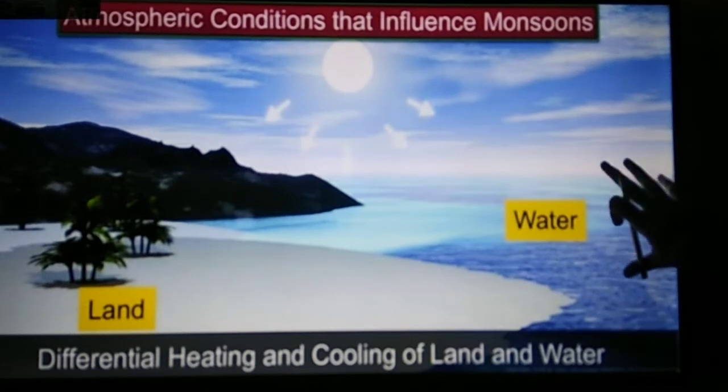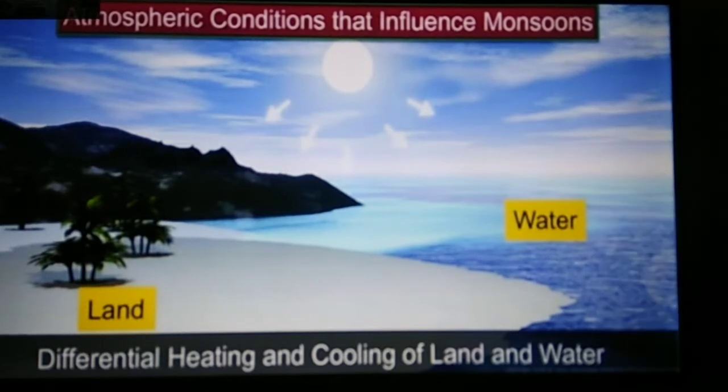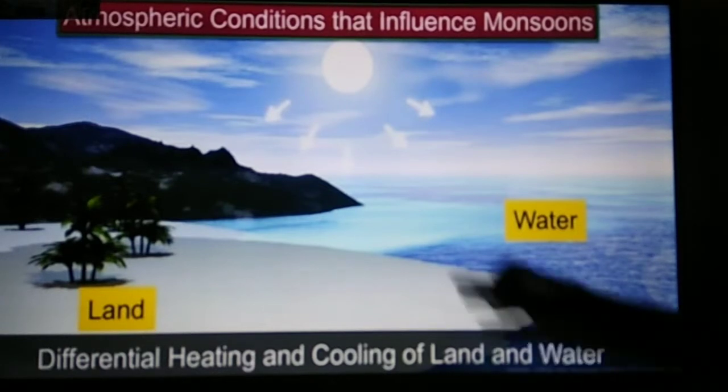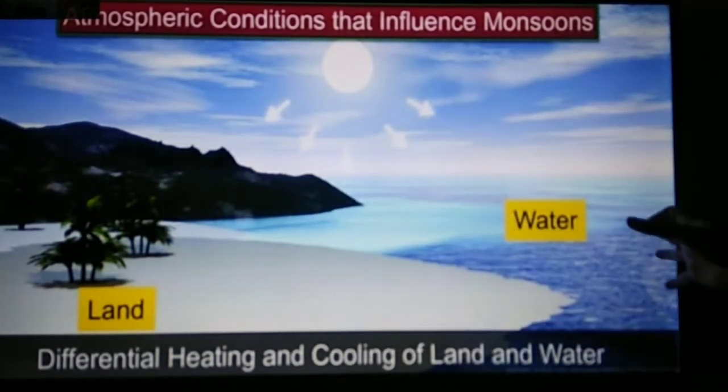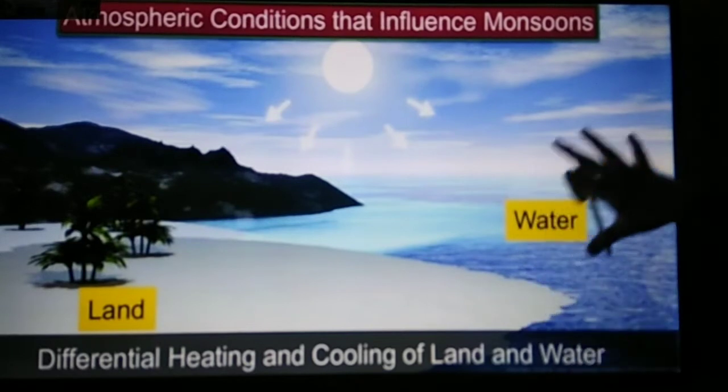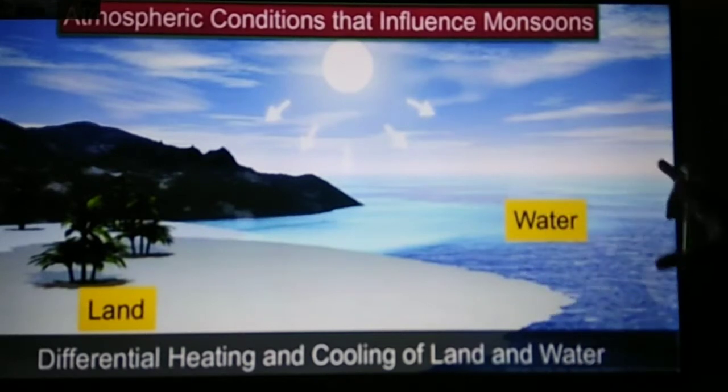So there will be a high pressure zone above the ocean, and we know thus the wind blows from sea to land, which is called a sea breeze. At night, it is just the reverse. This happens, and wind blows from land to sea. Clear? Because by night the whole water used to be warmer, and above this there will be low pressure.